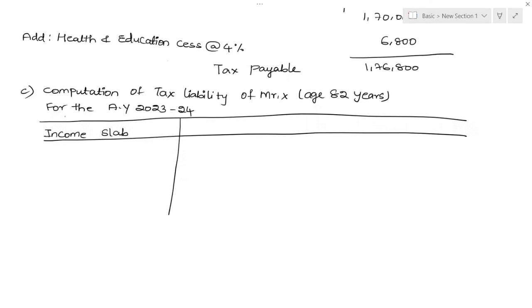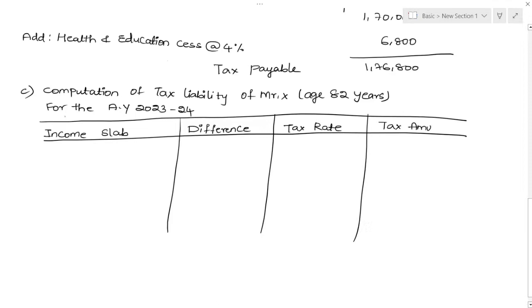Now again put it in 4 columns: income slab, difference, tax rate, tax amount. Now, once we wrote this, write down 0 to 5 lakhs.